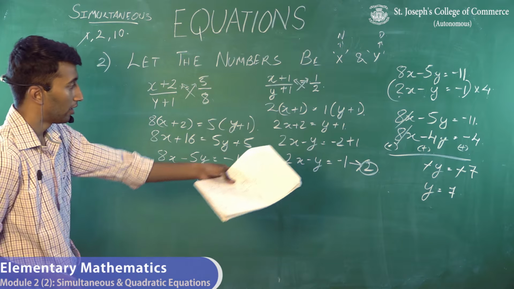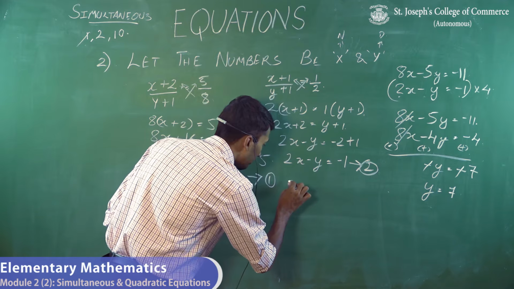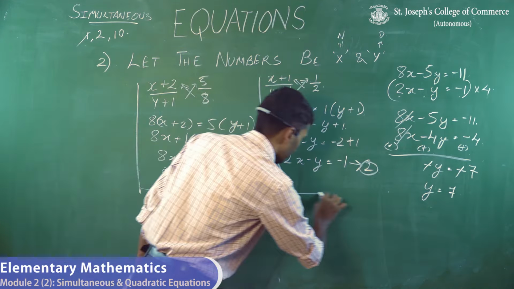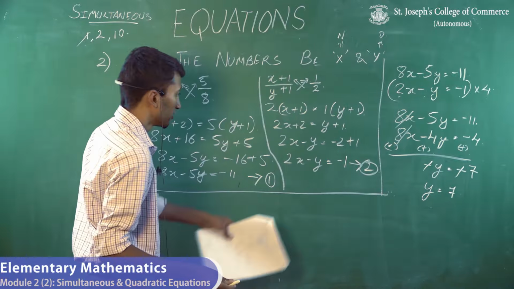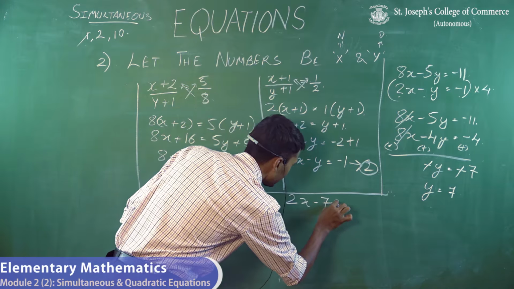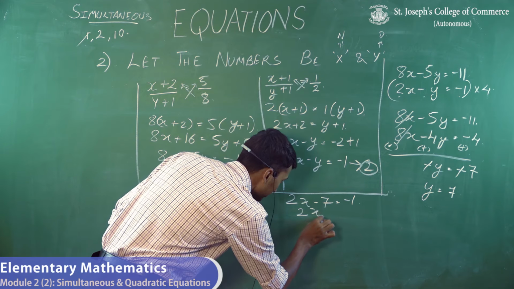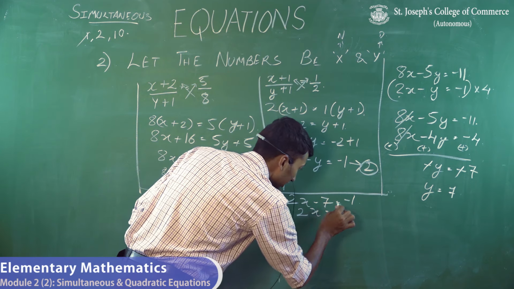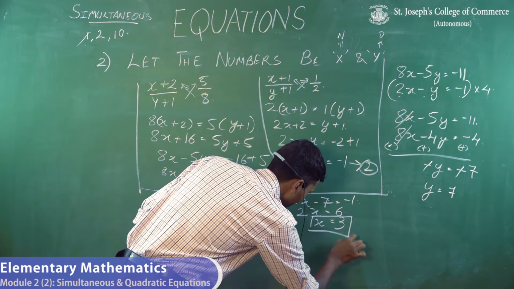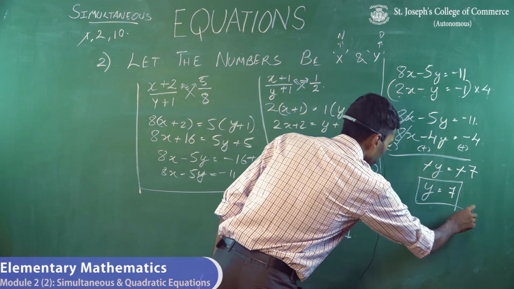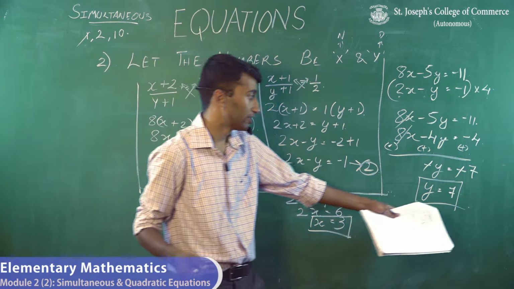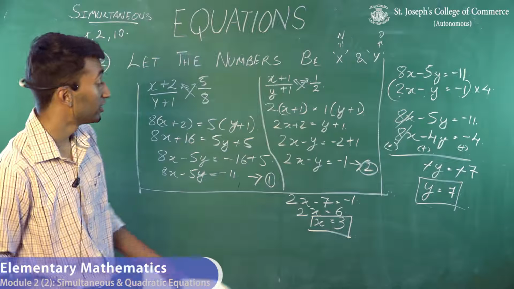Okay, so now if I substitute y in this equation, I get 2x minus 7 is equal to minus 1. So 2x is equal to 7 minus 1, that would give me 6. So x is equal to 3. So you have x and y. All you have to do is write down the answer as the numerator is 3 and the denominator is 7.